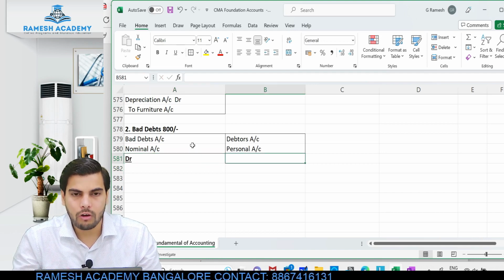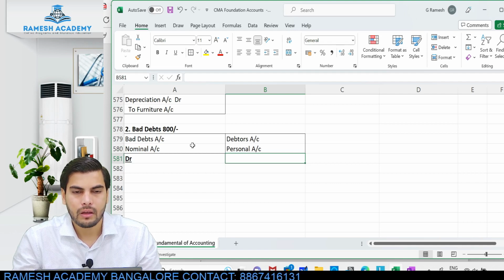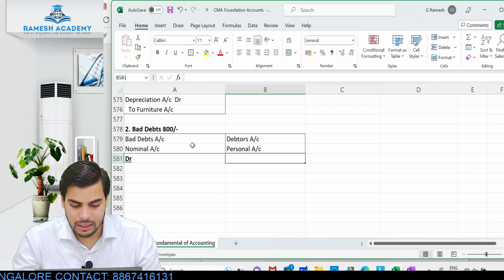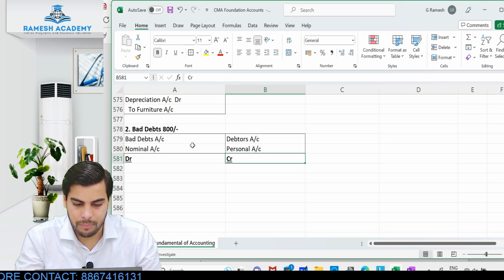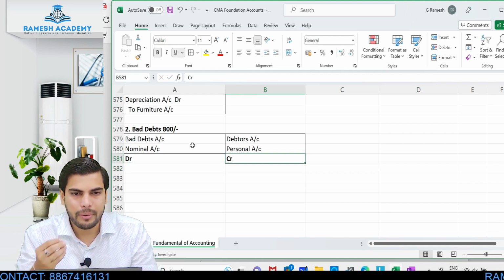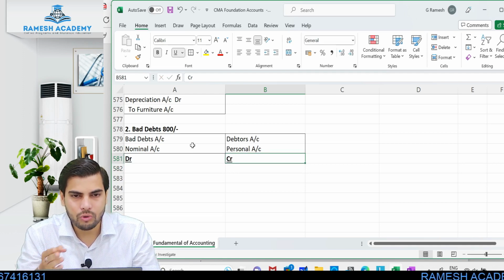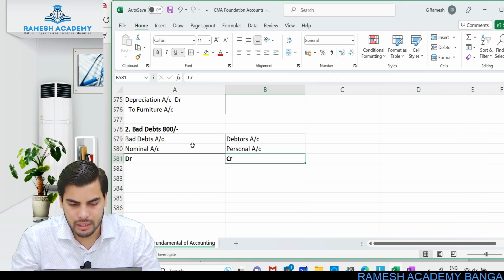What about this rule of personal account? The rule of personal account says debit the receiver of benefit, credit the giver of benefit. So this particular person, the customer over here, he is giving me the benefit. It's not a benefit actually, it is a burden. Debit the receiver, credit the giver. Don't you think the customer is the person who is giving me this burden of 800 rupees of bad debts? Therefore, we'll just be crediting his account.